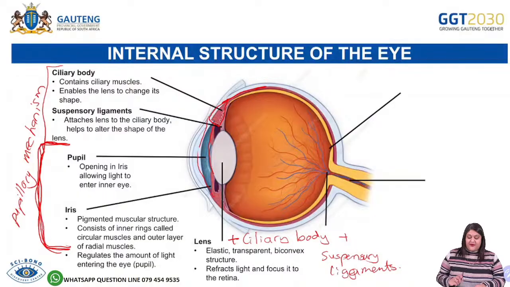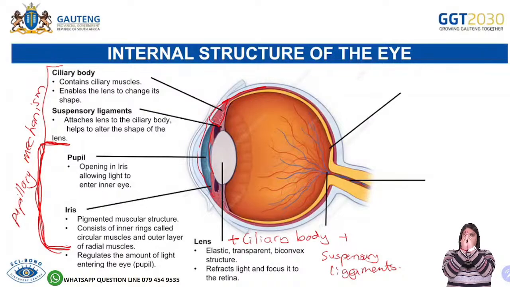Okay, so when we're talking about biconvex, we are talking about this shape. Okay, I want you to have a look at the shape. So bi means two, and convex is this shape. Okay, remember I explained it to you as being thicker in the middle and thinner towards the ends. Okay, so bi meaning two.